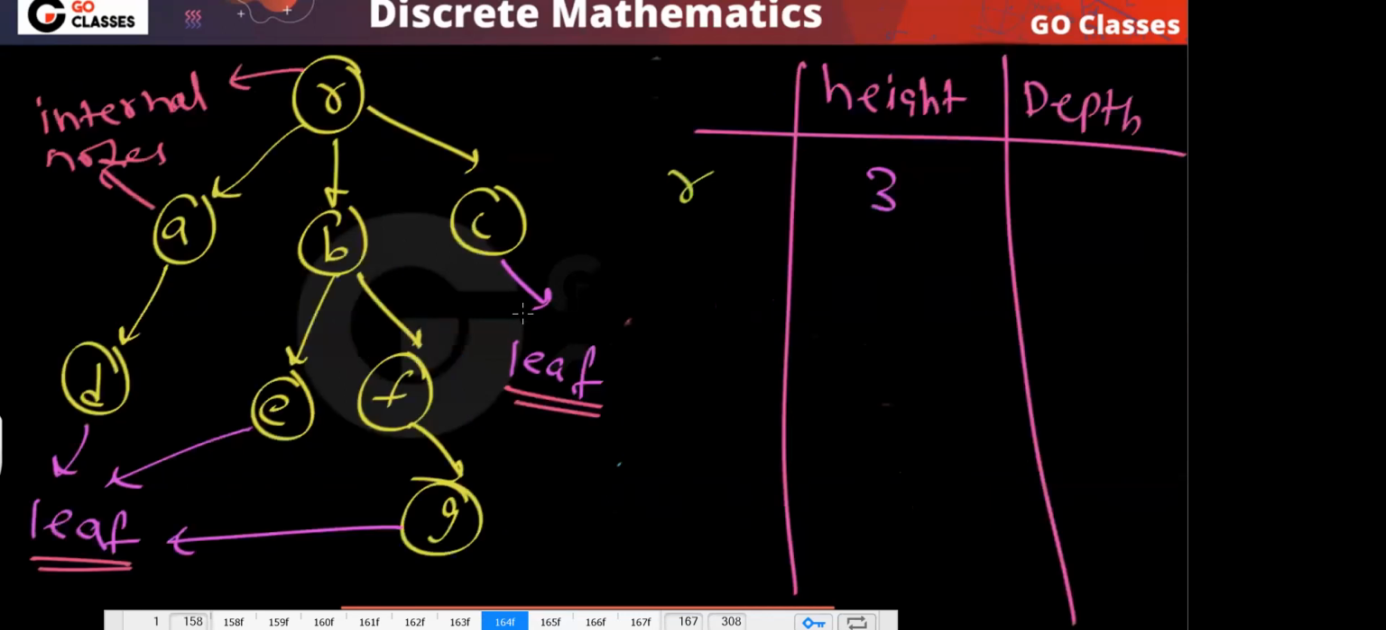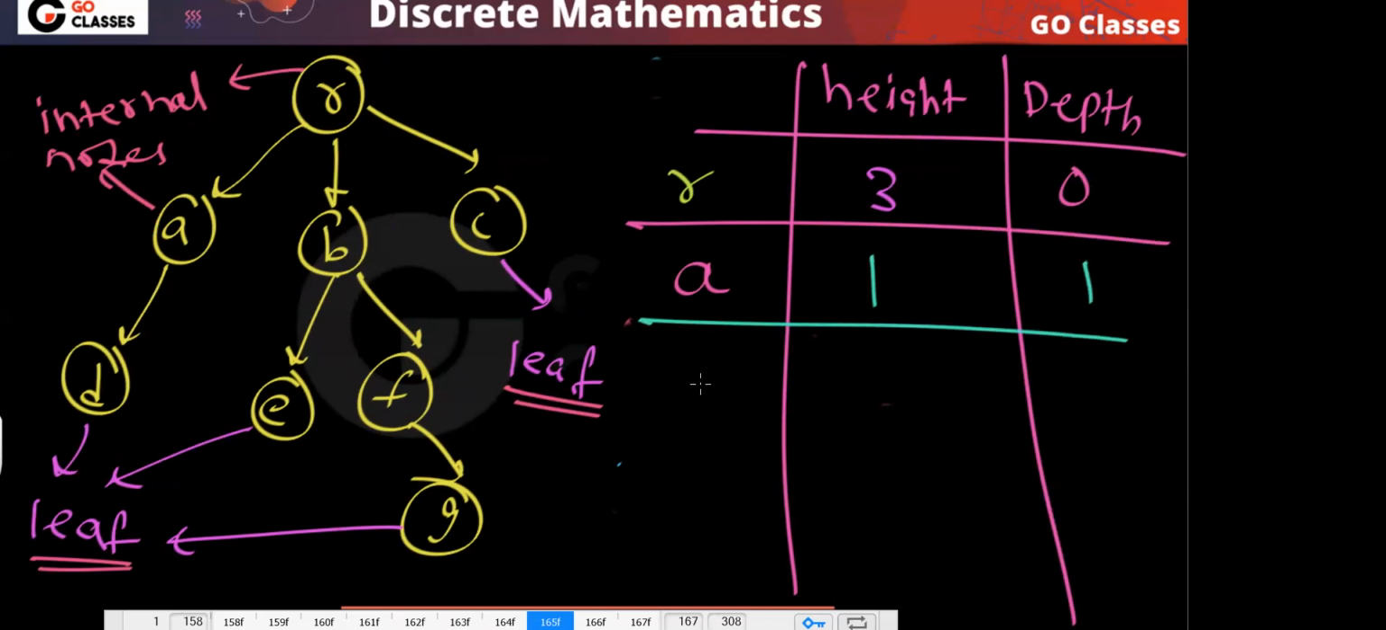And what is depth of R? That is 0, because you will look above. The depth of R is 0. What is the height of A? Height of A will be the longest path to some leaf, that is 1. What is depth of A? That will be 1. What is height of F? That will be 1. What is depth of F? That will be 2.